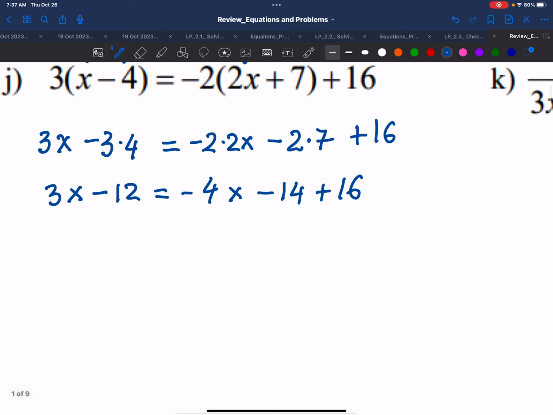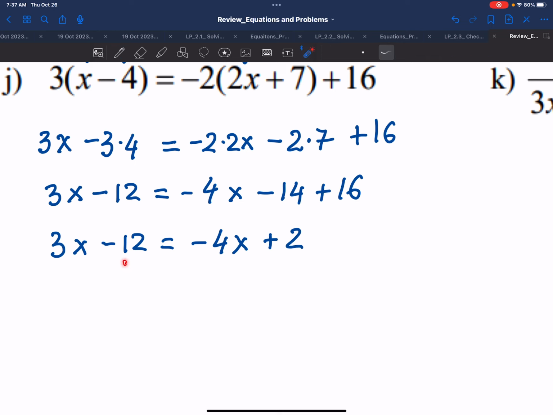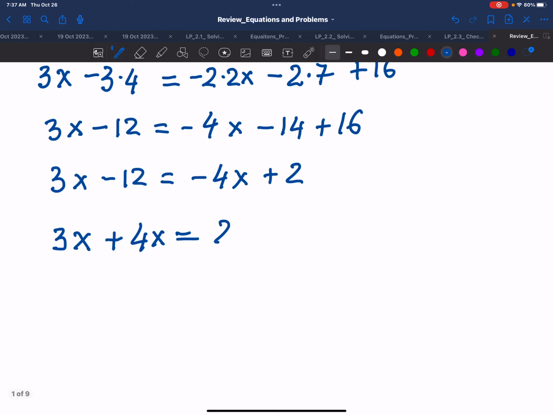I would simplify each side if possible, or where necessary, which means negative 14 plus 16 equals 2. So now I have variable term, constant, variable, constant. So variables to one side. Favorite side, left side. Negative 4x becomes positive 4x because we are moving it. And negative 12, since it is being transferred to the other side, becomes positive 12. So 7x equals positive 14.